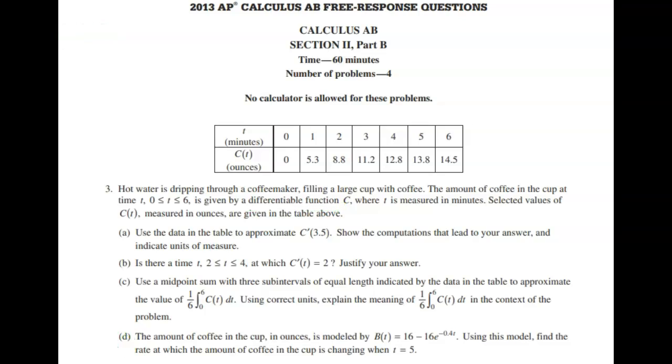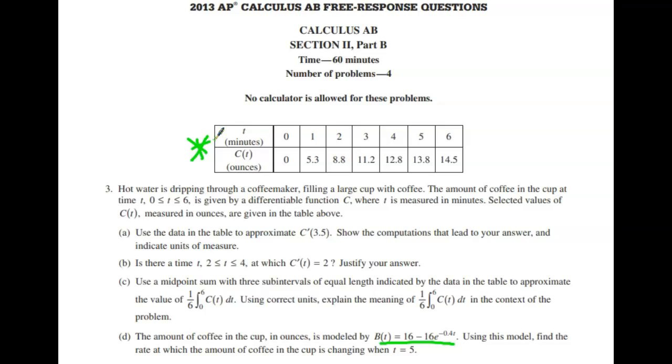On part D, they create a new function. The amount of coffee in the cup is modeled by this. So now they create a new function for us, and they say that that's B. Using this model, so in other words, we're probably not going to be using this table very much because this is about the function C, but they've given us a whole new function. But at least we know the story now. We're talking about water dripping into a cup or something. So we have this function. So that tells us the amount of coffee in ounces in the cup after however many minutes have gone by.